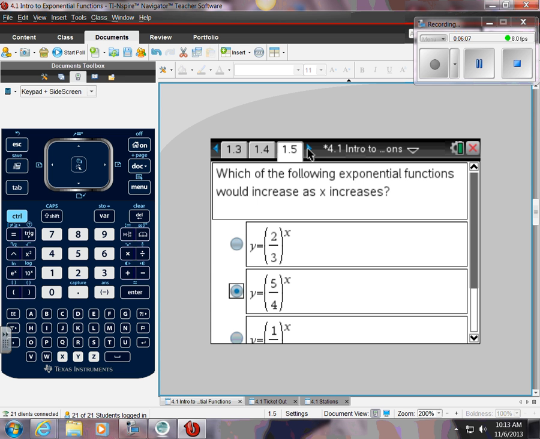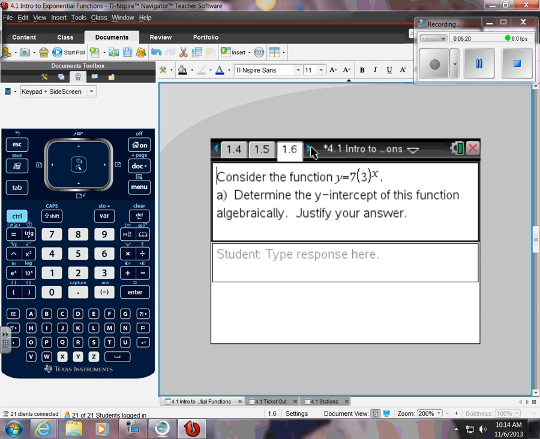Say it again, John. It's bigger than 1. Okay, the base is bigger than 1. In order for an exponential function to be increasing, that base has to be larger than 1. Is 5/4 larger than 1? Absolutely. Okay, good. Next page, please.